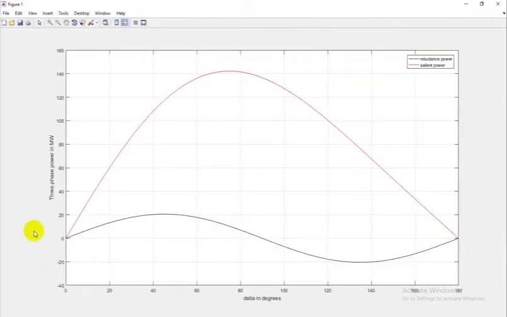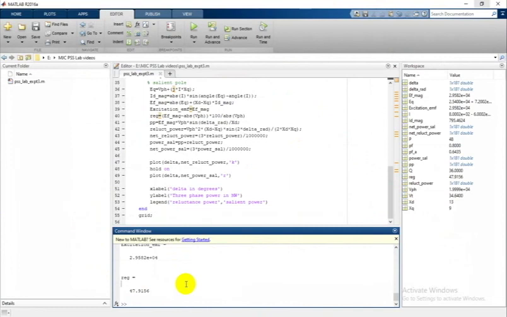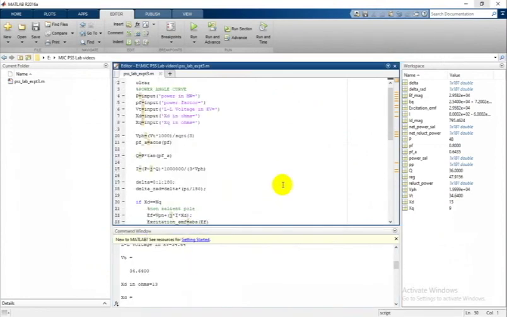See here, y axis same, 3-phase power in megawatts, x axis also same, but along with the useful power the black curve is there, that is reluctance power, because of the mismatch in direct and quadrature axis reactances. So this is what the program is all about, for salient and non-salient pole synchronous machine.